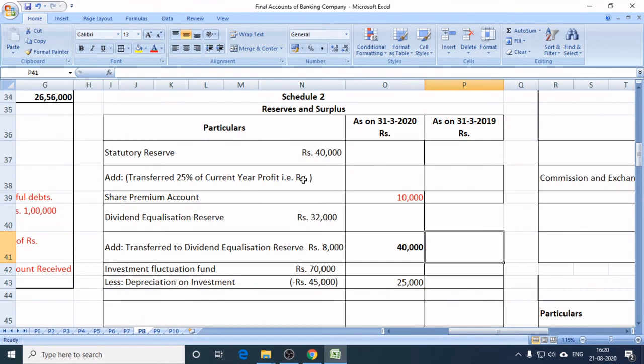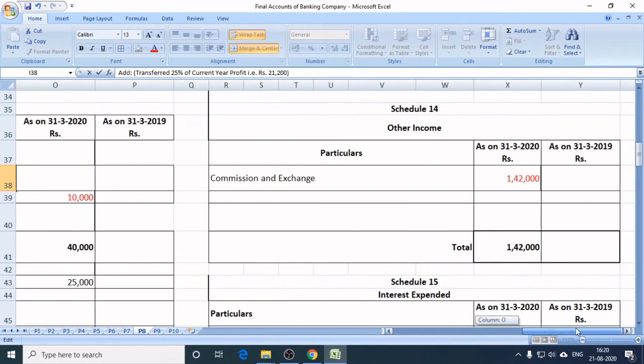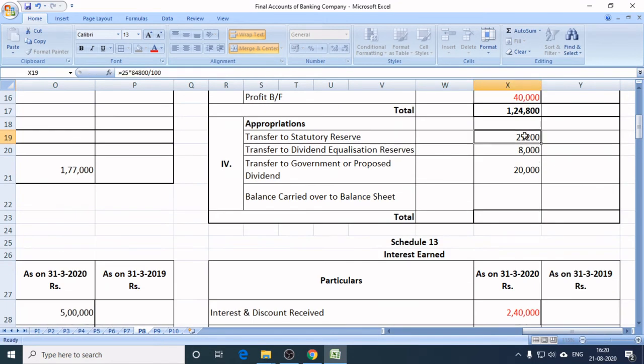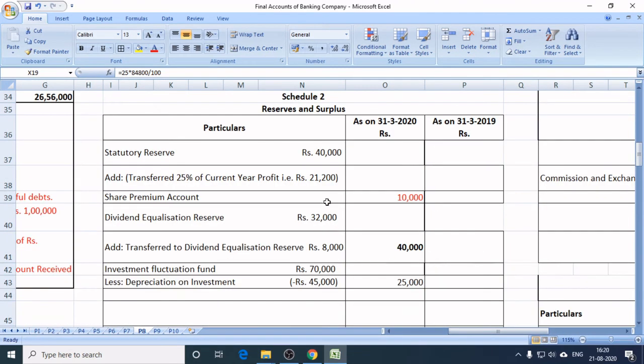21,200. Okay, I'll show you one more time. Look here, I have transferred 21,200 from profit loss account to statutory reserve. Now its opening balance is 40,000. Now after adding 21,200 to 40,000, its new balance would be rupees 61,200. Now let me show you.